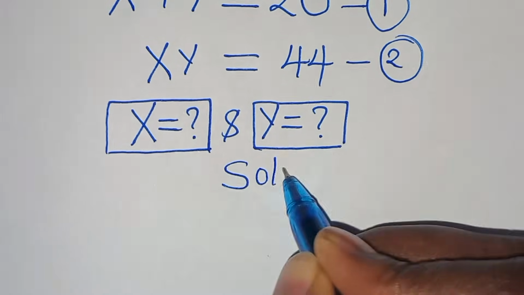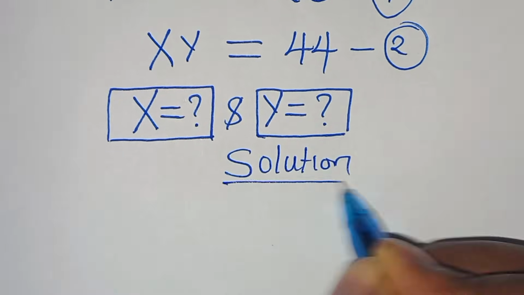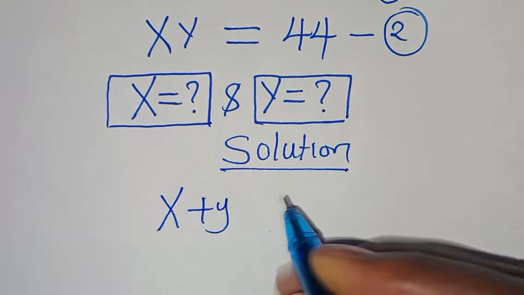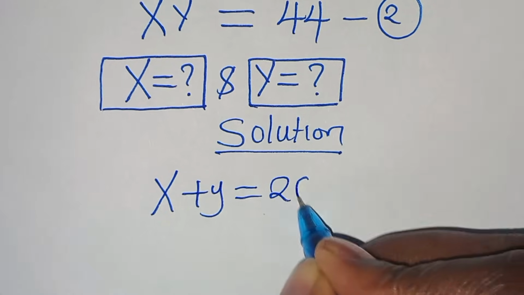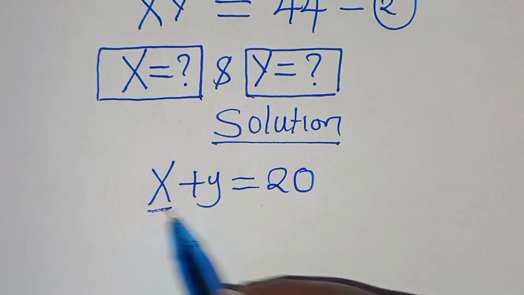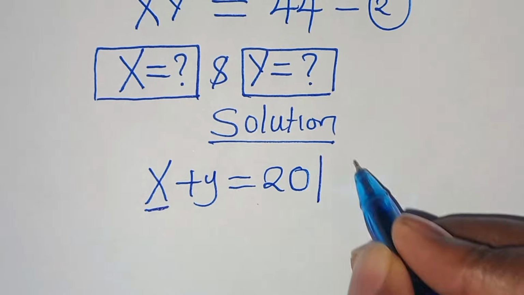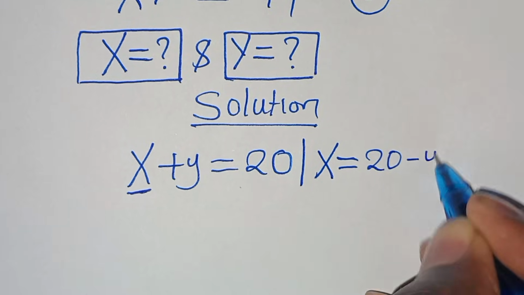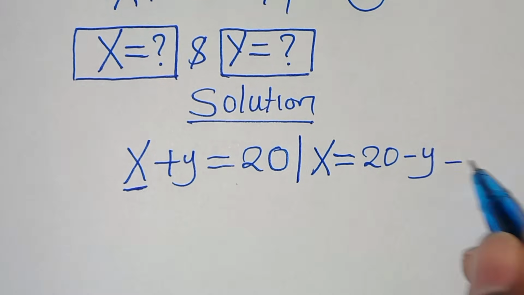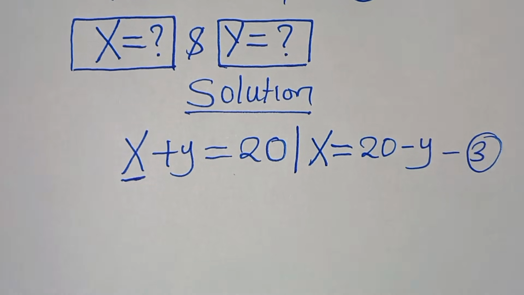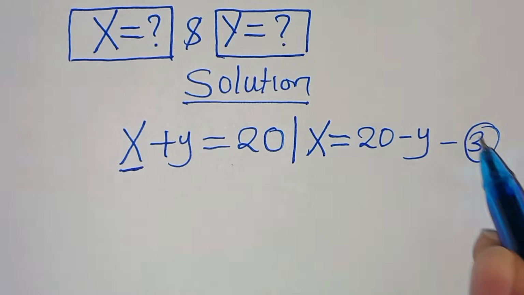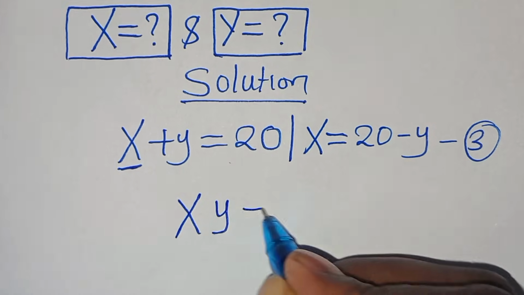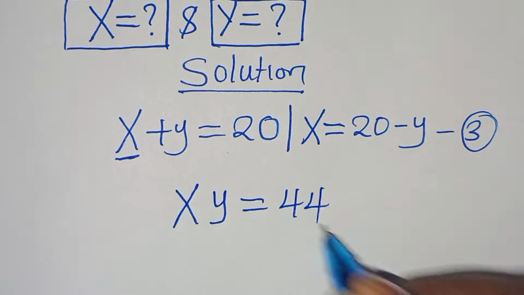Now let's provide a solution from here. From equation 1, x plus y is equal to 20. Let's make x the subject of the formula so that now we have x equal to 20 minus y. So let's call this equation 3. Now let's substitute equation 3 into equation 2. Equation 2 is x times y, equal to 44.